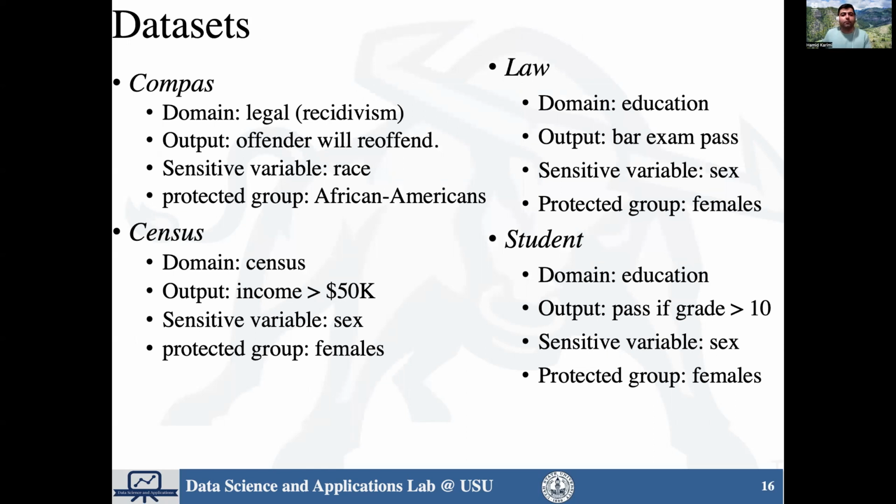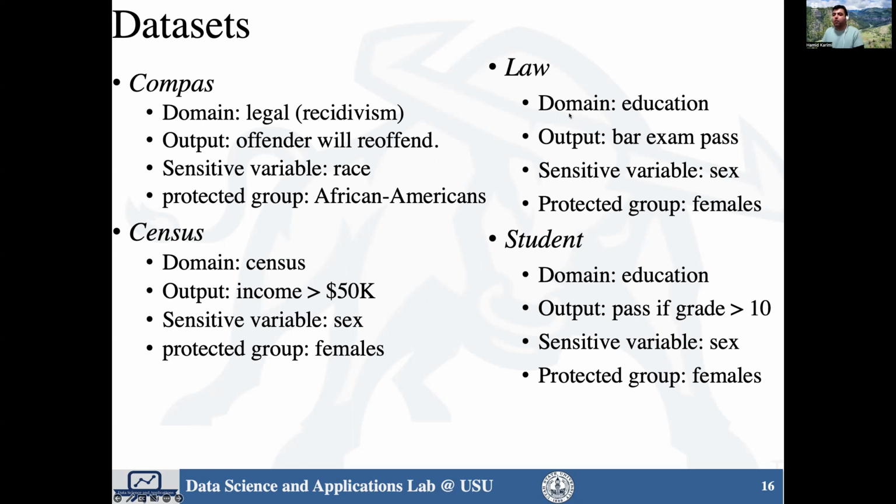We did some experiments on 4 datasets and applied our method on these datasets. COMPAS is a famous dataset in the legal domain. The output is whether an offender would reoffend. Sensitivity is to race. The predicted group is African American. Census is another famous dataset in this domain, and it's the income of more than 48,000 American individuals. The output is income larger than $50,000. Sensitive attribute is sex and the predicted group is females.